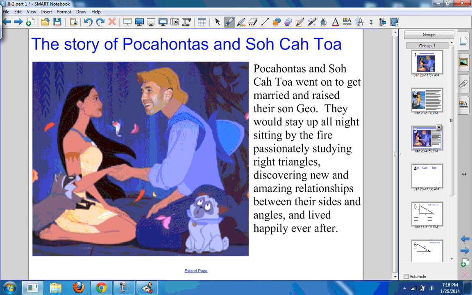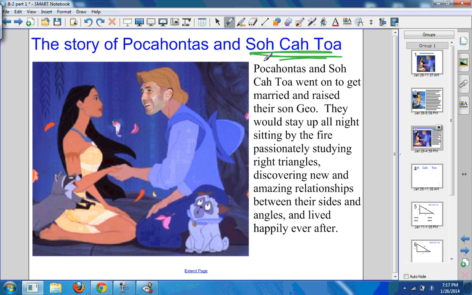Look at that handsome guy. So Pocahontas and Sokotoa went on to get married and raise their son Geo. They would stay up all night sitting by the fire, passionately studying right triangles, discovering new and amazing relationships between their sides and angles, and lived happily ever after. The end. So, I told you that story so you remember Sokotoa.